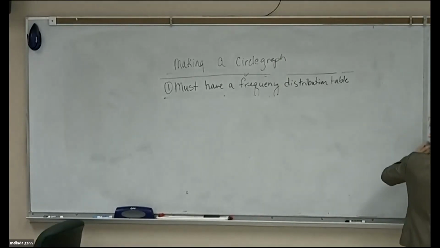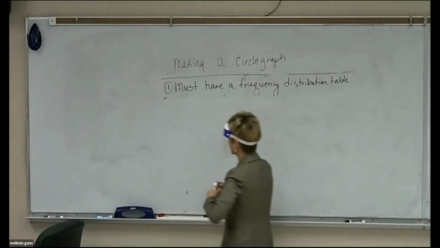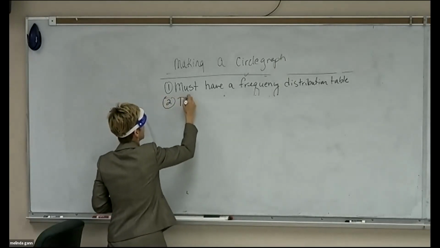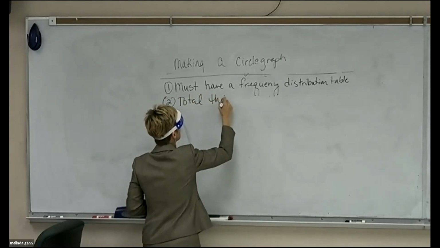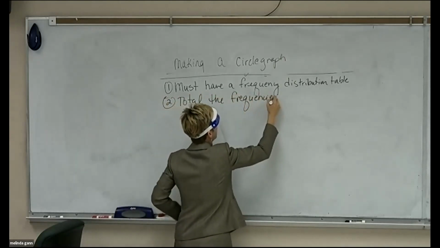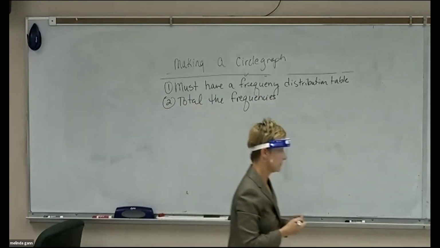Okay. We're going to use the same table again. But now it's different. What you're going to do next on a circle graph is this. You need to total the frequencies. Now, what does total mean? What do I really mean? You're going to do what? Add them up.